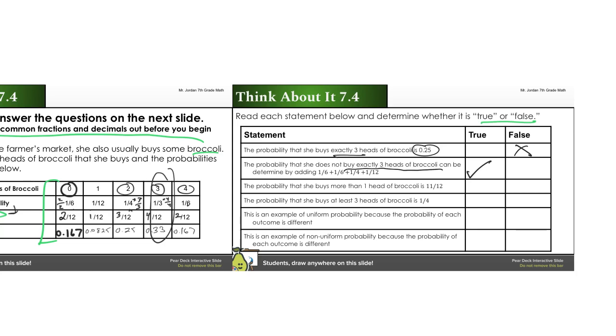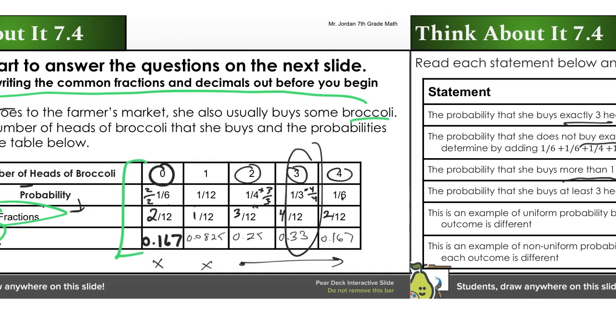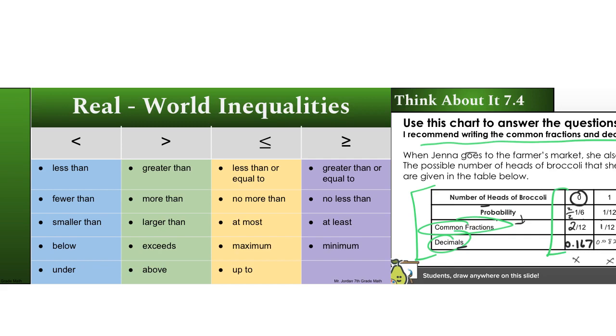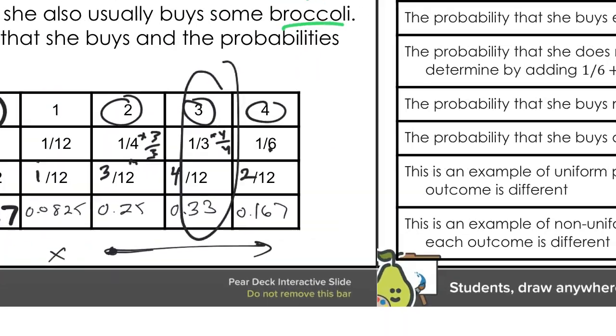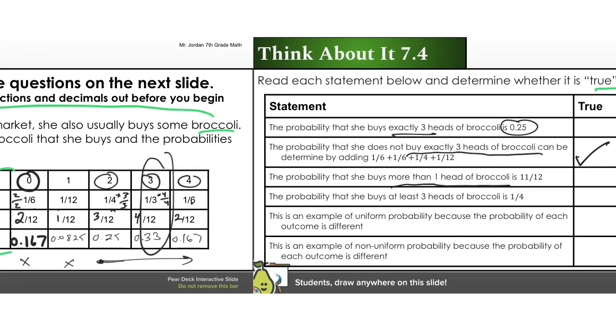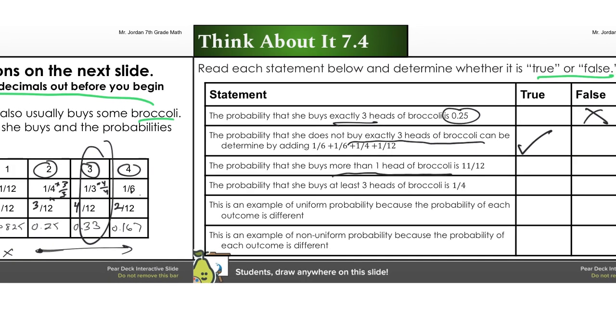The probability that she buys more than 1 head of broccoli. So more than 1 head of broccoli. So that's not 0, not 1. It's going to be 2 or more. This would be more than, so our answer is more than that. So it's 2 or more. So that would be 1/4, 1/3, and 1/6. So 1/4 plus 1/3 plus 1/6.